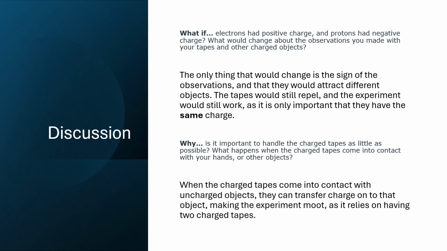If electrons had positive charge and protons had negative charge, the only thing that would change is the sign of the observations, but the tapes would still repel because the experiment only relies on them having the same charge to balance the electric force with the gravitational force. And it's important to handle the charge tapes as little as possible because they can transfer charge onto uncharged objects, and we need two charge tapes.